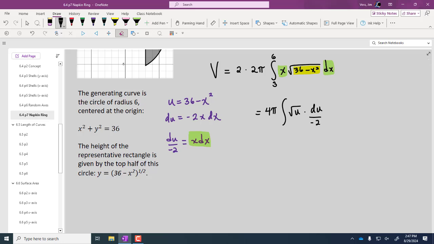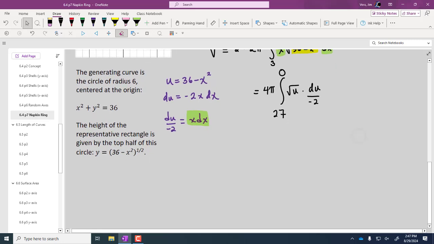So we've converted from x's to u's, which means we also can convert the limits of integration so that we don't have to go back to x in the long run. Sometimes that's easier, sometimes it's not. It kind of depends. So let's do a limit conversion. When x is 3, what is u equal to? 27. And when x is 6, 0. Yep. So that's where we're at.